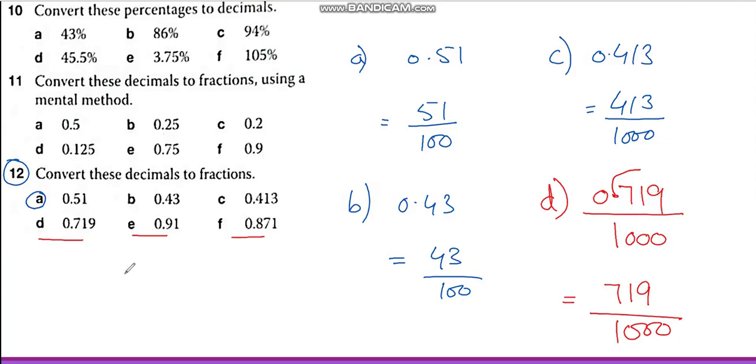Similarly, if we do E part with the same method, we omit that point and write 91 divided by 100, because under the point we put 1 and there are 2 digits, so we put 2 zeros there. You can also try F part. Let me proceed to the next question.